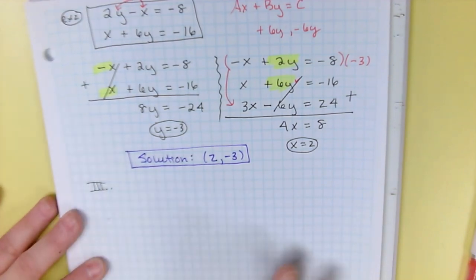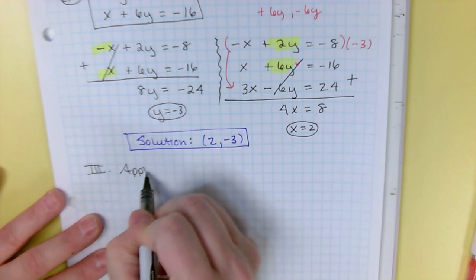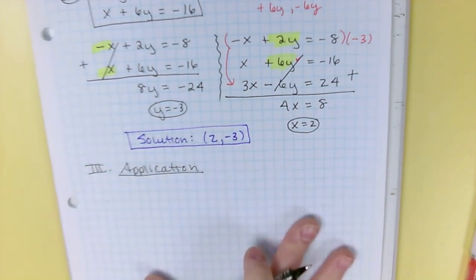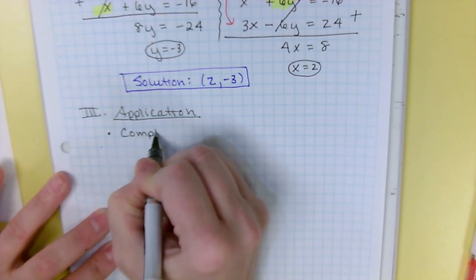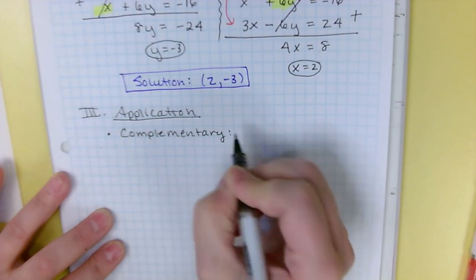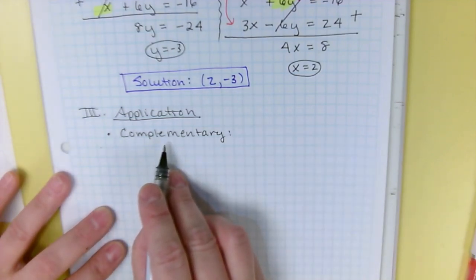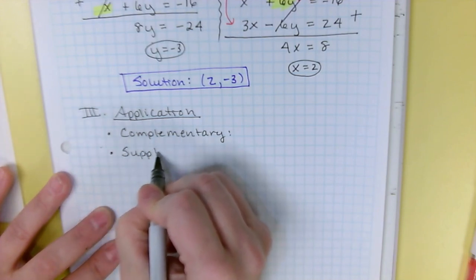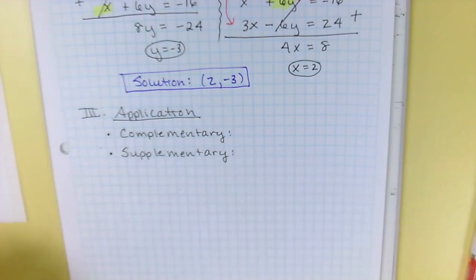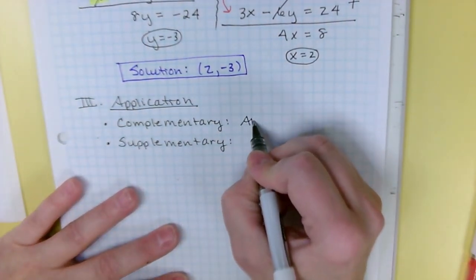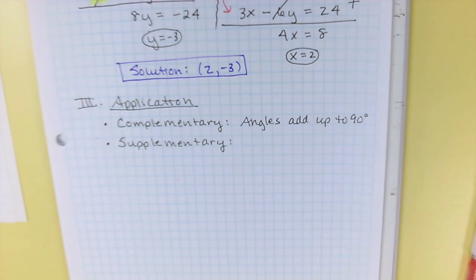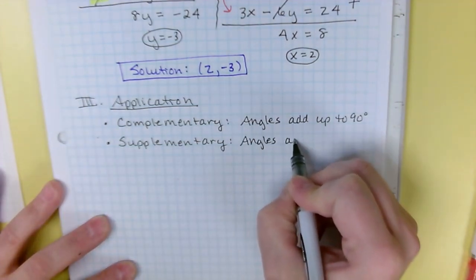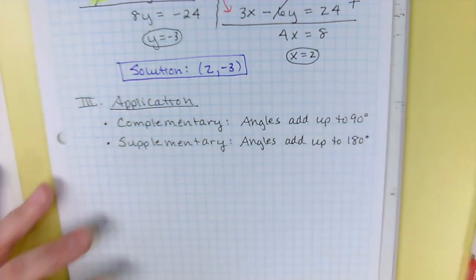All right, Roman numeral 3. Application. Okay, so for the application problem, you need to know 2 terms. One of them is complementary, and I didn't misspell that. It actually does have an E in the middle there. There's no I, complementary. And the other word is supplementary. Complementary and supplementary. Complementary means the angles add up to 90 degrees. Supplementary means the angles add up to 180 degrees.